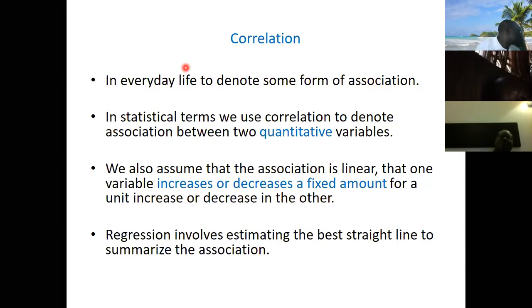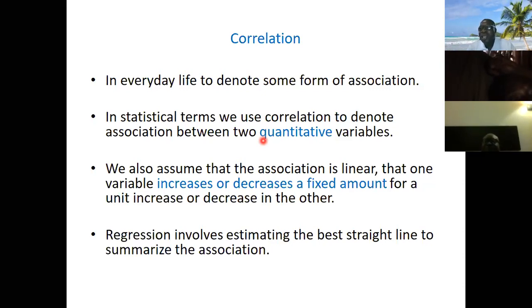So in everyday life, correlation denotes some form of association. There's an association. So that's what correlation means. But it may not be quantified. Then in statistical terms, we use correlation to denote association between quantitative variables. That one has to be there. Association between two quantitative variables, that is correlation. So the two variables you are dealing with, you must be able to put a value, a number, on them. Though originally, some variables may not have numbers.